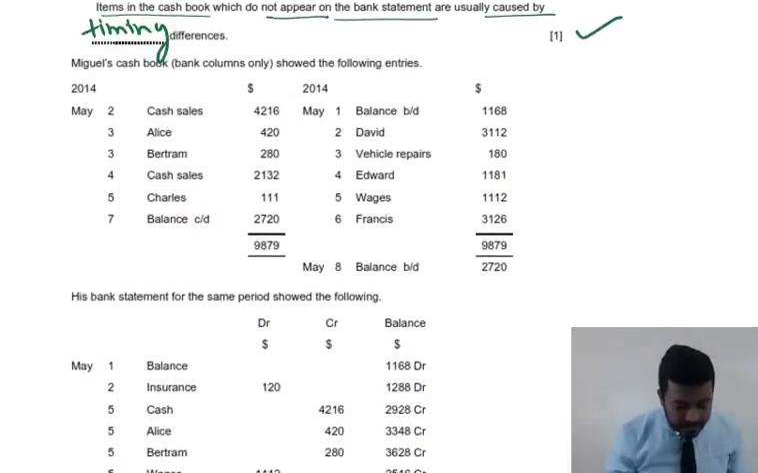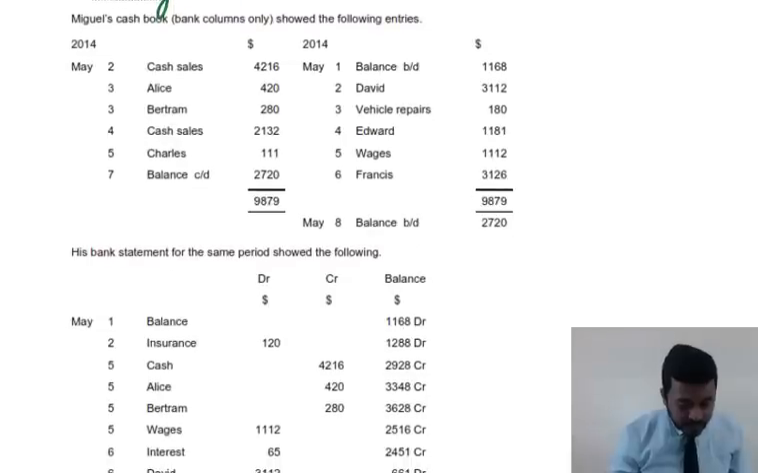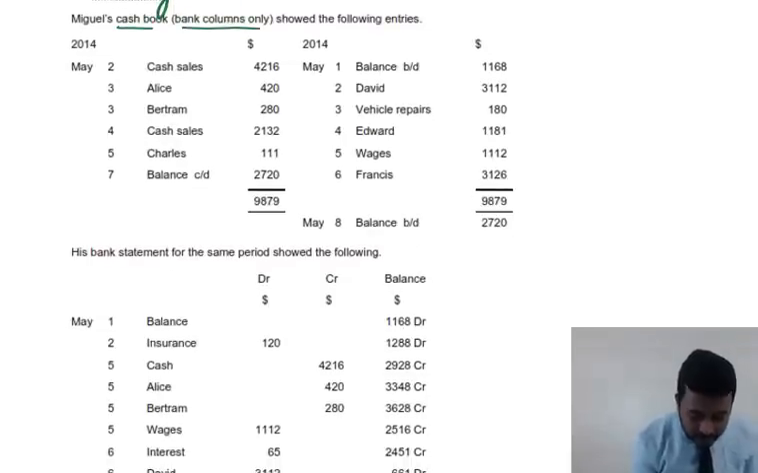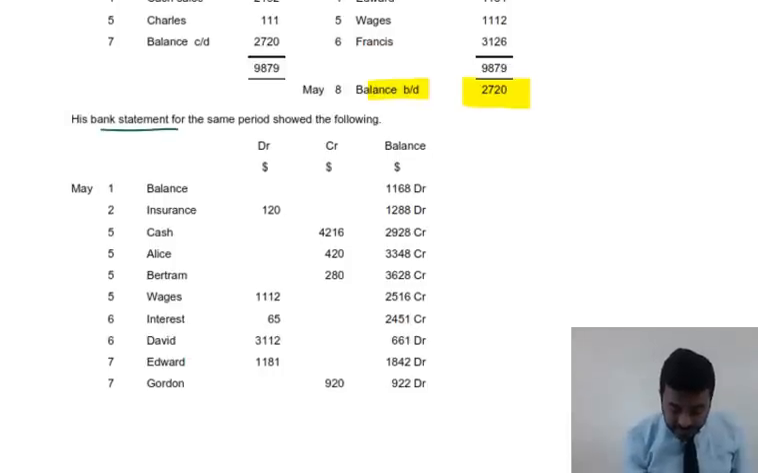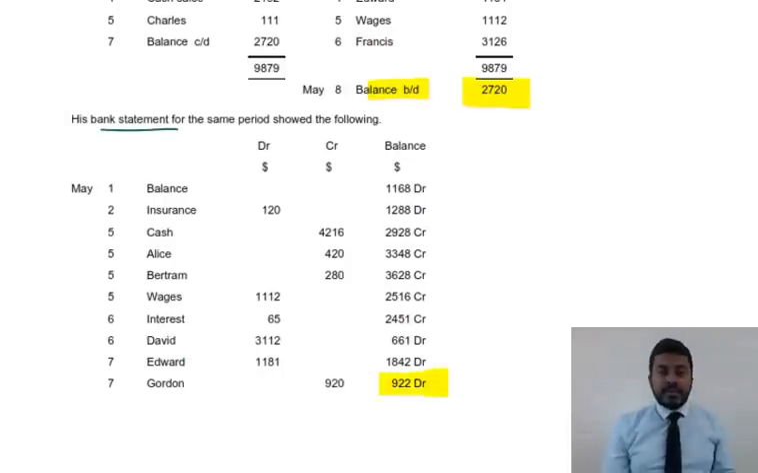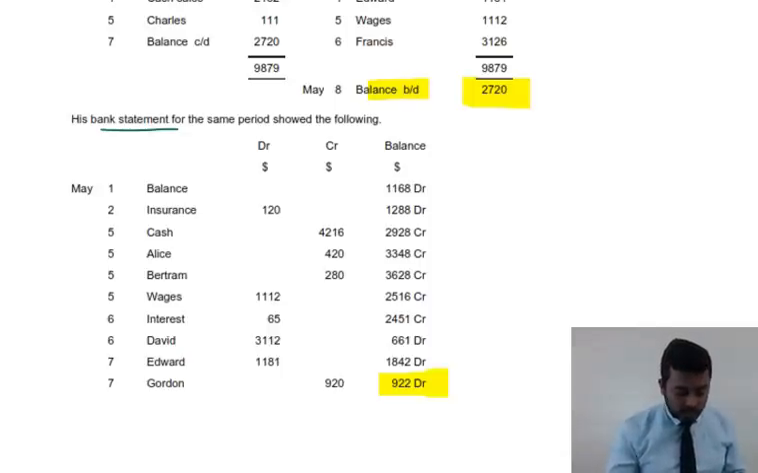Okay, then you're given Miguel's cash book, the bank column, and the bank statement summary. That will always be given to you. Our bank balance according to the cash book is 2720 on the credit side. That means it's overdrawn, and from the bank statement, 922 debit. That means overdrawn as well, but there's a big difference. That's what we are looking for to simplify.